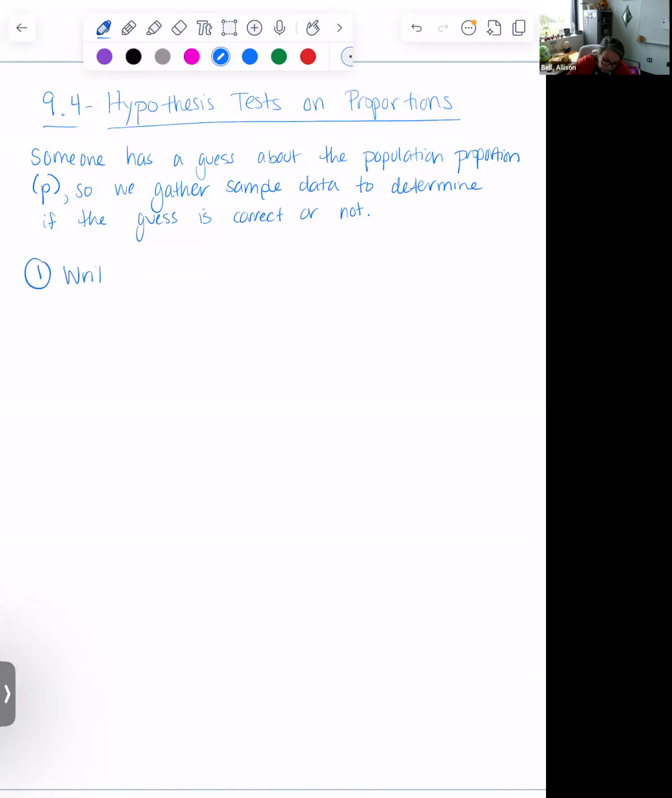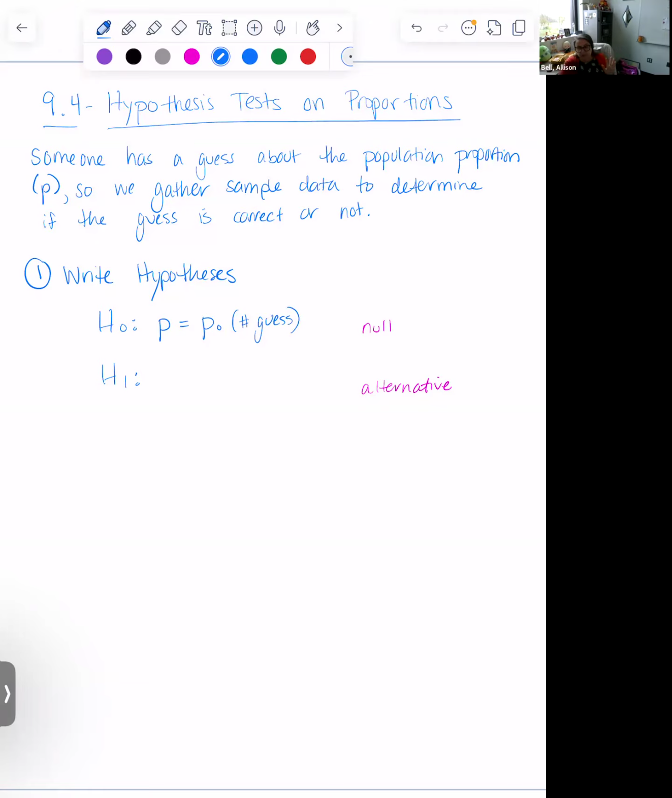Step one is always to write our hypotheses. So for a hypothesis test on proportions, we always have a null and an alternative hypothesis, which are written as H0 and H1. So we have a null and we have an alternative. But because we're testing proportions, these null and alternative hypotheses now have different notation than we had for the test on means. So for proportions, we use the letter P. We say P is equal to P0, which is a number guess.